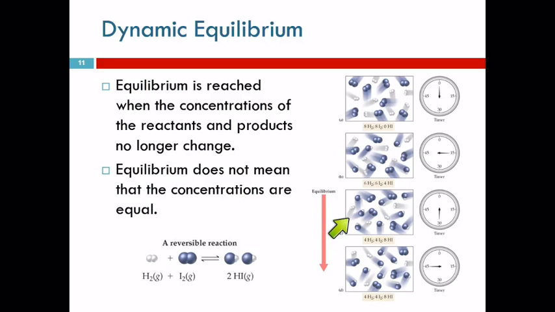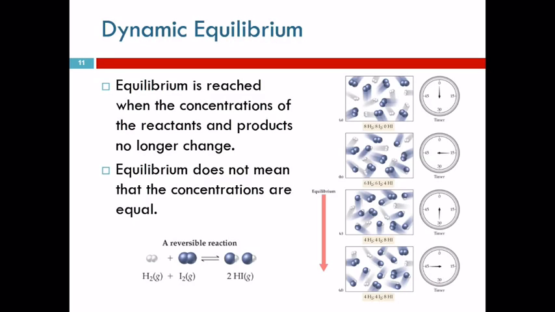Eventually, we're going to come to a point where the rate of the forward reaction is equal to the rate of the reverse reaction. So now we've got 4 hydrogens and 4 iodines. We've got 8 hydrogen iodide molecules. And there is still reaction occurring. There's collisions. There's things reacting in the forward way and in the reverse way. But the rate of those reactions is equal. And so here at 30 seconds, this is the composition. At 45 seconds, it's the same composition. But some of the hydrogen molecules here are now part of the hydrogen iodide down there.